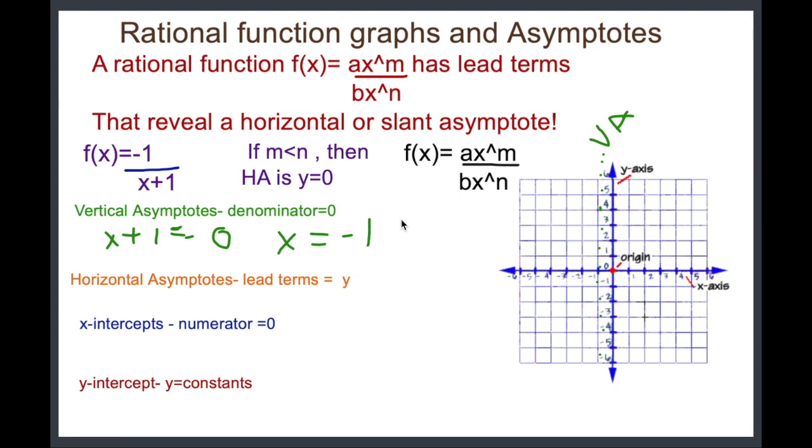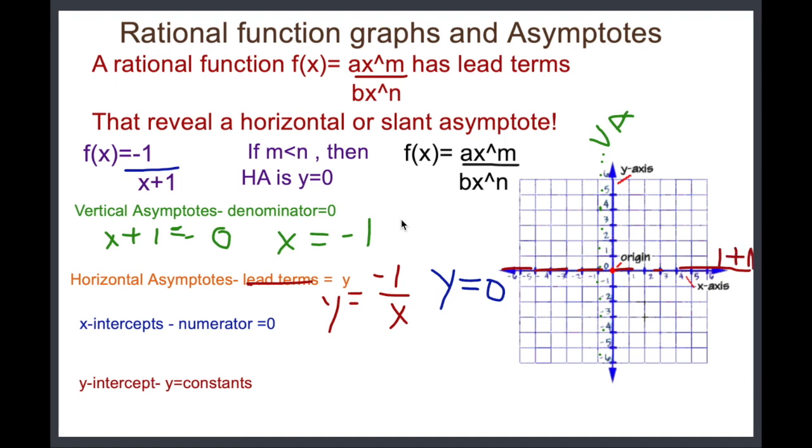Next, we would come to the horizontal asymptote, and that comes from the lead term set equal to y. In this case, and this is the point, y equals negative 1 over x. Those are my lead terms on this one. So this one has the same horizontal asymptote as the 1 over x, and that is y equals 0. So that asymptote will go right down the x-axis. So that is the horizontal asymptote.